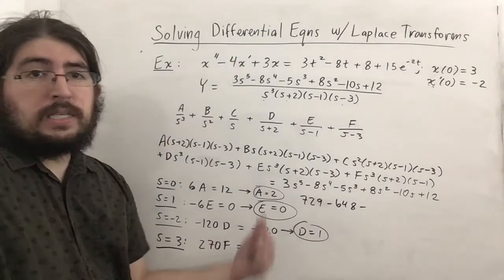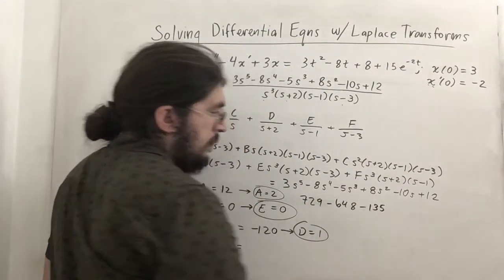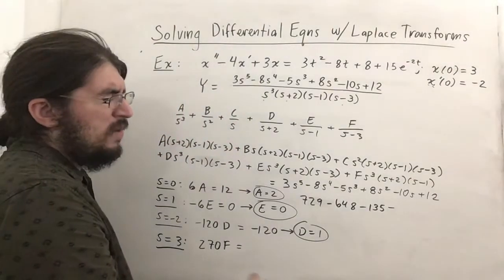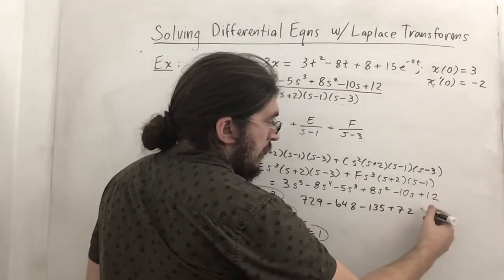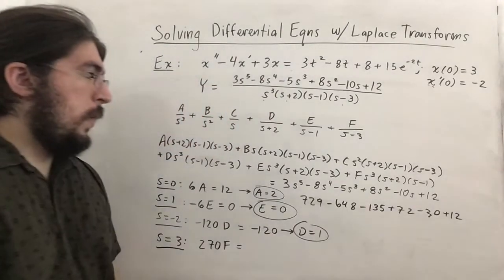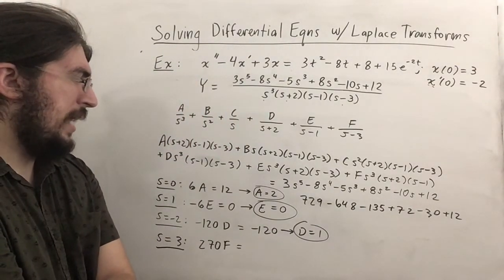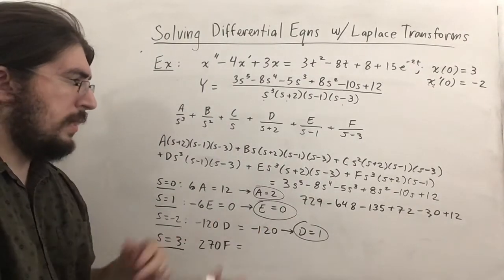3 to the 3rd is 27. 27 times 5 is 135. And 8 times 3 squared. 3 squared is 9. 9 times 8 is 72. 3 times 10 is 30. And then plus 12. Whew. So let's see. This is kind of close with the positives and negatives. That I think is the best way to figure these out, by the way. Just compare positives to negatives.